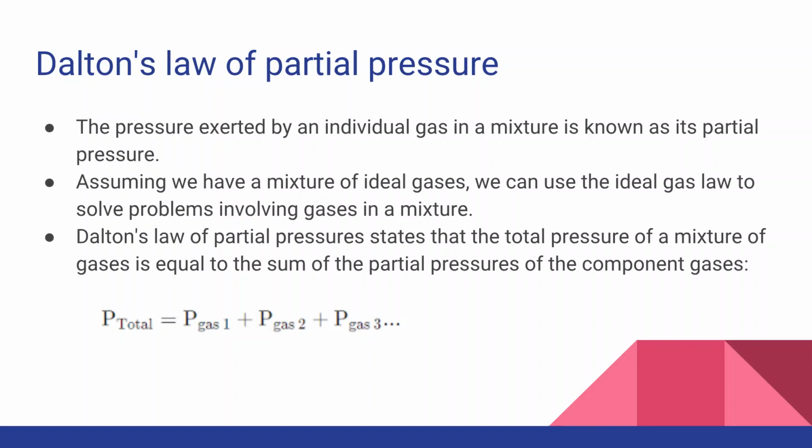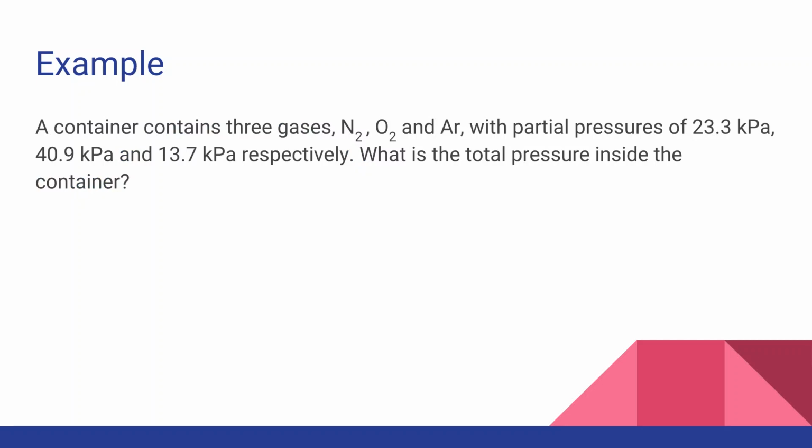So the total pressure would equal the pressure of gas 1 plus the pressure of gas 2 plus the pressure of gas 3, and so on. So it would pretty much equal the sum of everything combined. So for example, a container contains 3 gases, N2, O2, and argon gas, with partial pressures of 23.3 kPa, 40.9 kPa, and 13.7 kPa respectively. What is the total pressure inside the container?